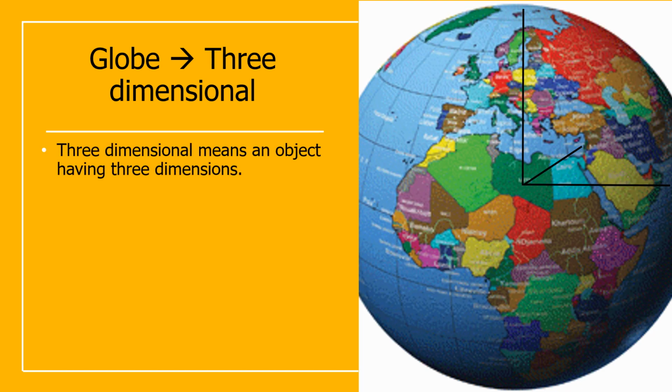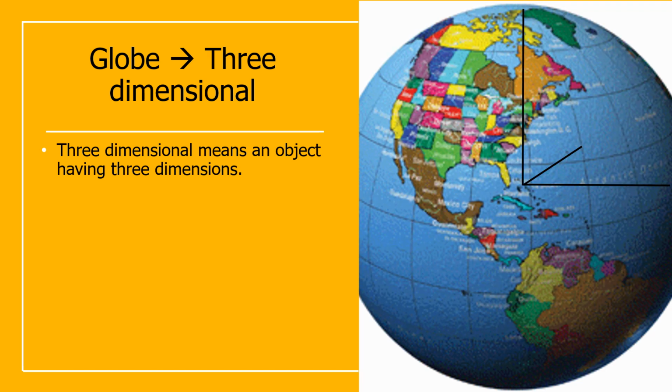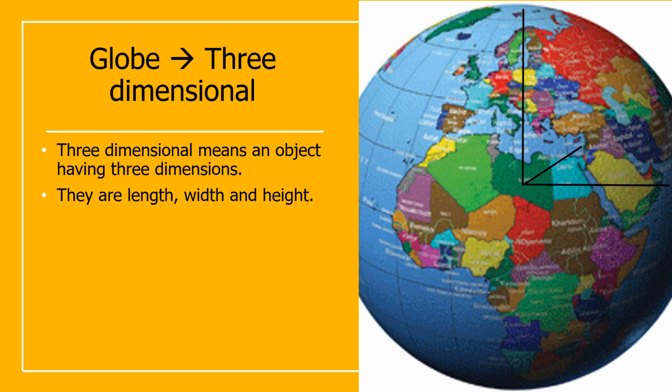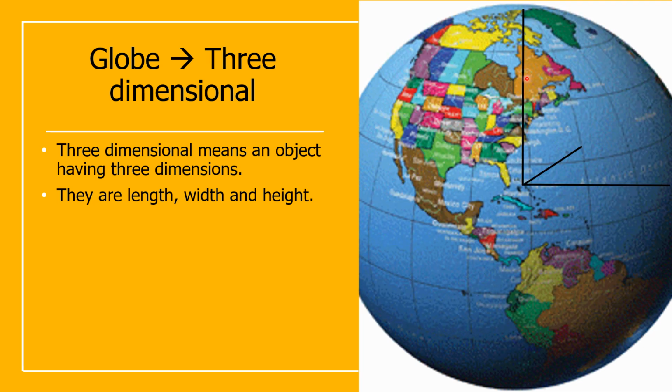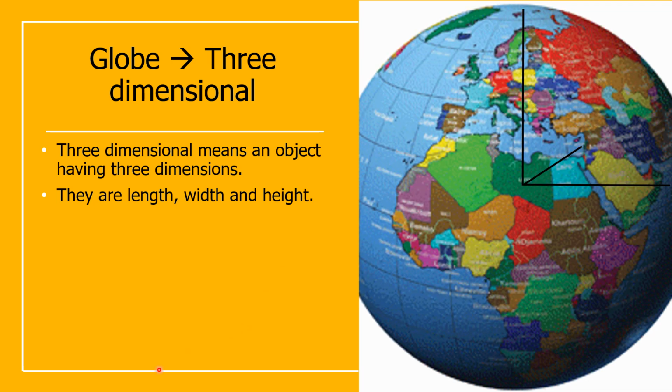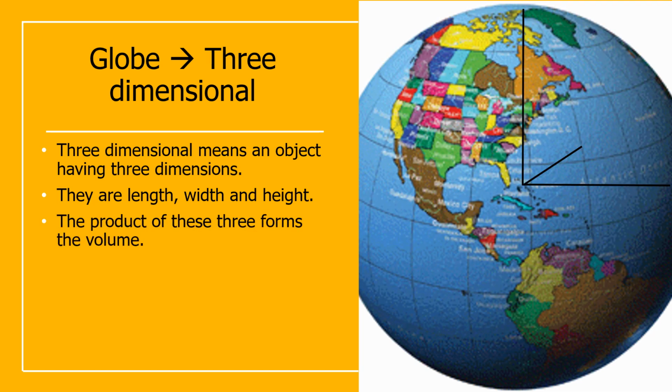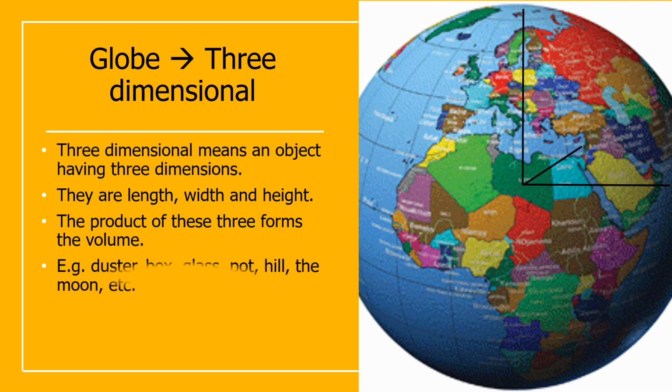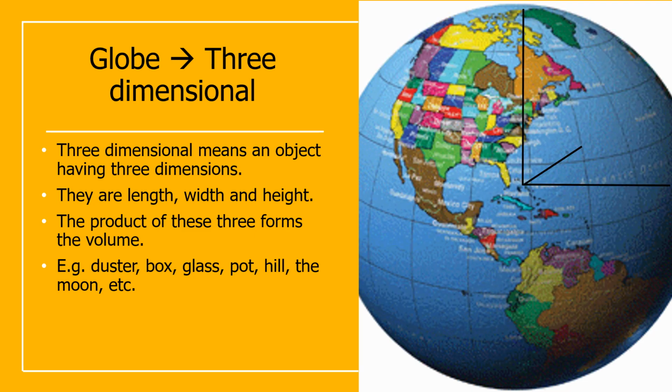Now what are these? Three-dimensional means an object has three dimensions as shown in the diagram. Now what are these three dimensions? Length, width and height. So this is the diagram of the globe which has length, width and height. So first dimension, second dimension and third dimension. Now the product of these three, that is length into width into height, equals volume. So if any figure has length, width and height, the product that we get is its volume.